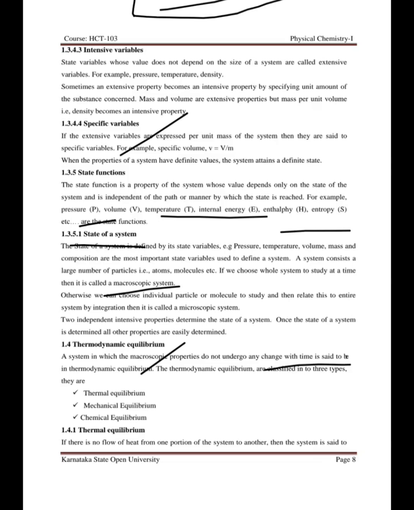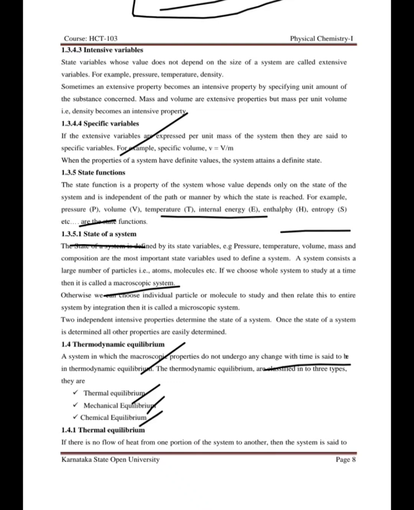A system that does not undergo any changes with time is said to be in thermodynamic equilibrium. There are three types of equilibrium: thermal equilibrium, mechanical equilibrium, and chemical equilibrium.